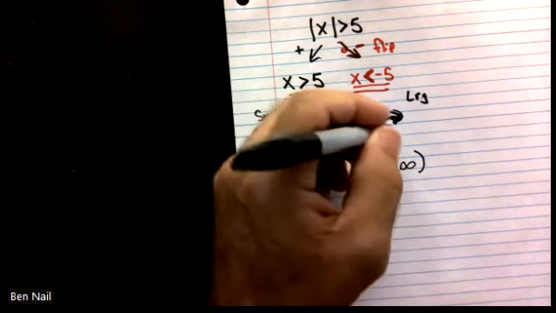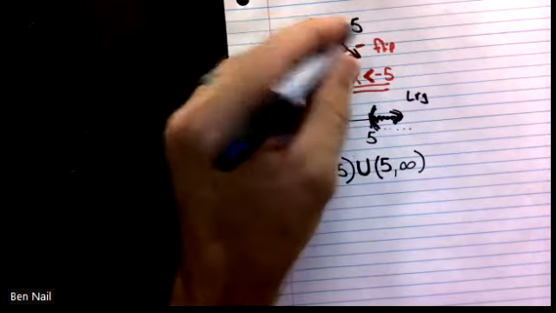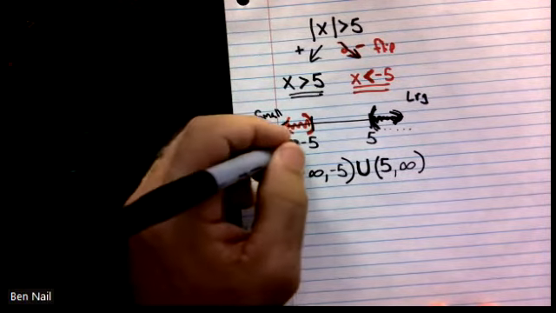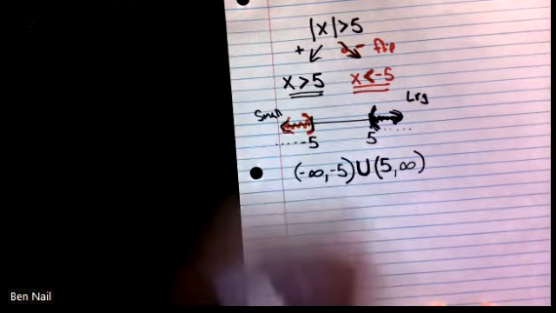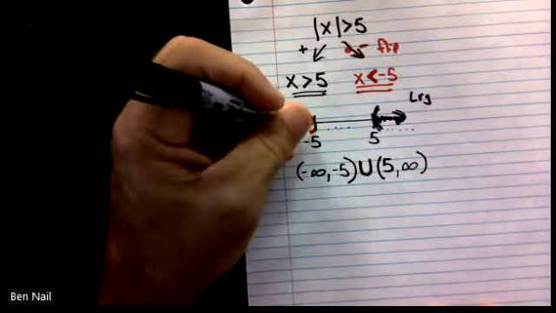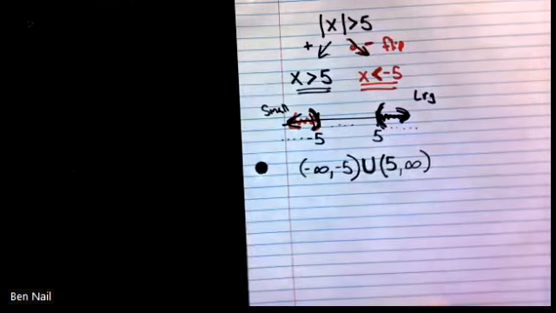So if I plug in any of the numbers bigger than 5 into my original function, it's going to work. If I plug in a number smaller than -5 into my function, it's going to work. If I plug in any of these numbers in between, it's not going to work. So my only good solutions are less than -5 or larger than 5.